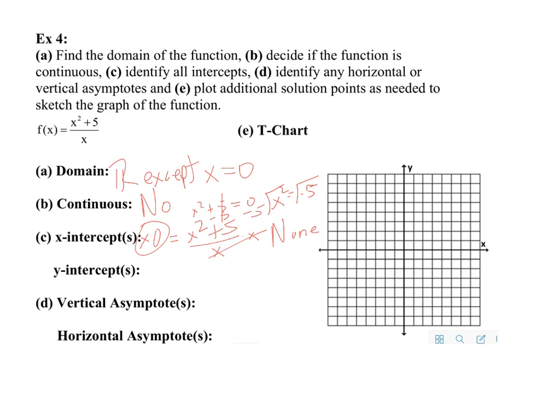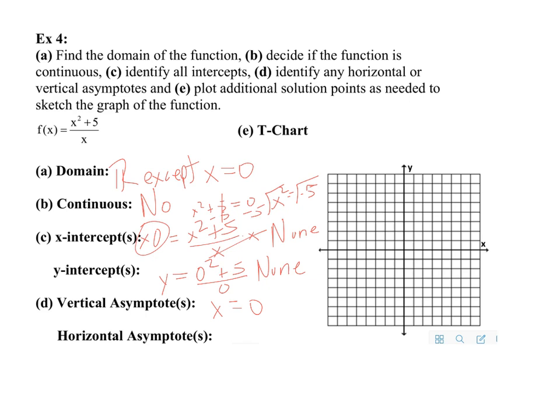All right, then you have y-intercepts. Y is equal to 0 squared plus 5 over 0. Well, we're dividing by 0 here, so this is undefined. So we have no y-intercept either. All right, now for vertical asymptotes, you set the denominator equal to 0, so it's just x equals 0. And then horizontal asymptotes. What happens here?